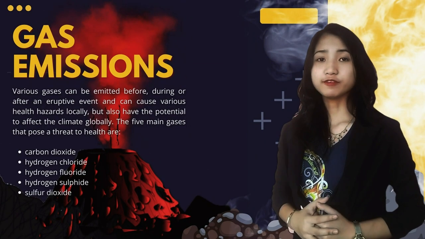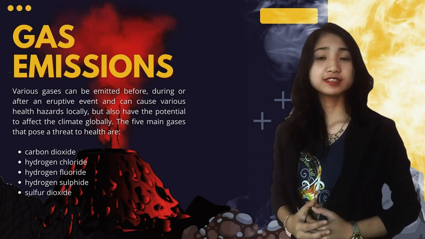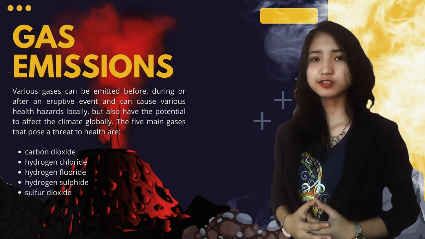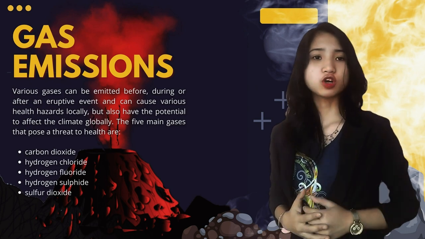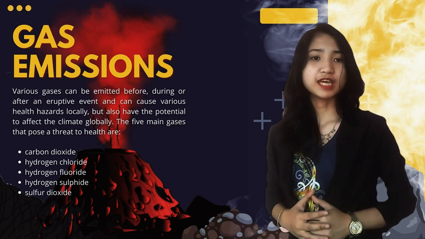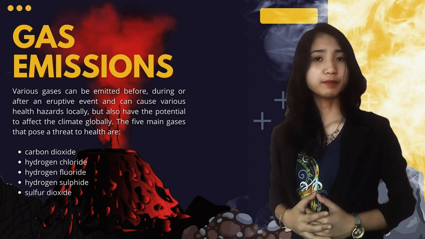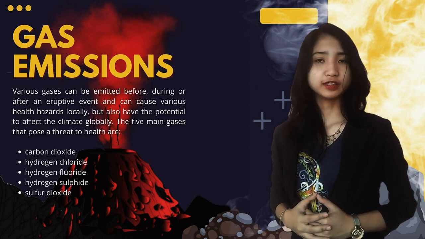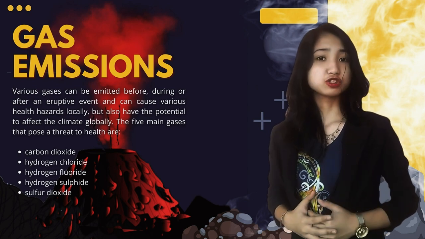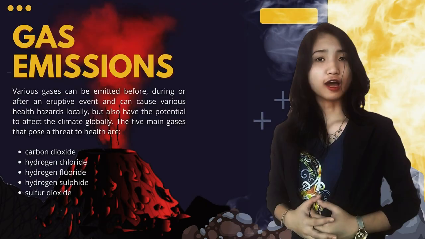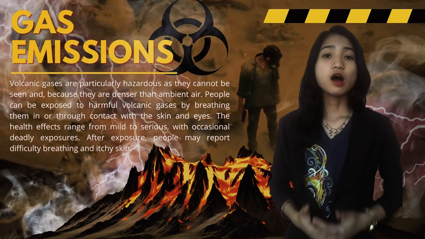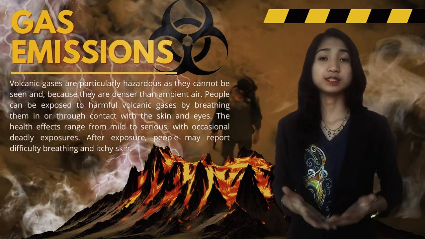The next one we have is gas emissions. Various gases can be emitted before, during, or after an eruptive event and can cause various health hazards locally, but also have the potential to affect the climate globally. The main five gases that pose a threat to health are carbon dioxide, hydrogen chloride, hydrogen fluoride, hydrogen sulfide, and sulfur dioxide.